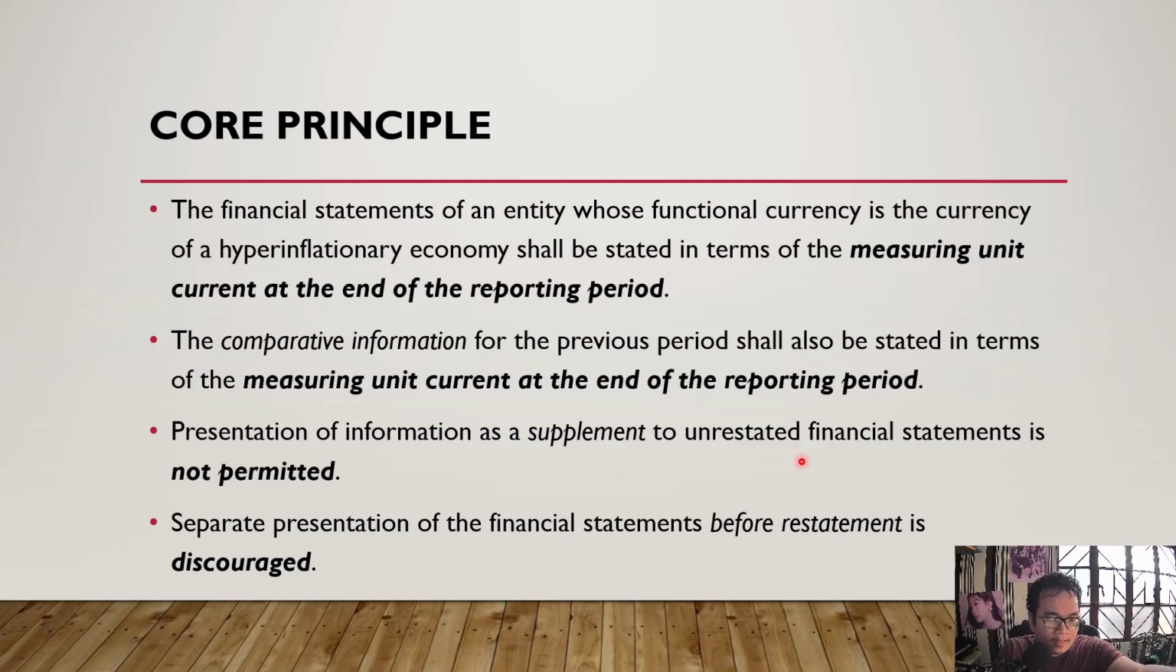Okay. So the core principle ng PS 29 is ito, unang bullet point. The financial statements of an entity whose functional currency is the currency of a hyperinflationary economy. Di ba? Functional currency, ito yung basically yung currency na ginagamit nila sa kanilang transactions. Pag-usapan natin ito sa previous lecture videos. So, the financial statements of an entity whose functional currency is the currency of the hyperinflationary economy shall be stated in terms of the measuring unit current at the end of the reporting period.